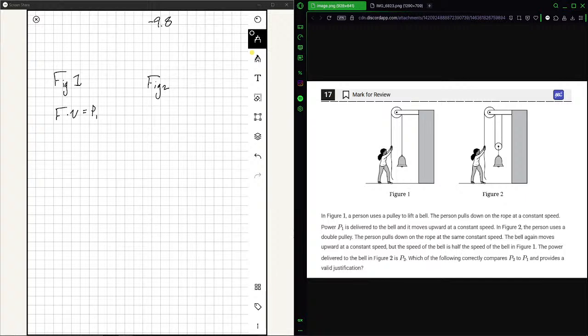Figure 2: if we do the setup for this, the free body diagram, you have mg downwards and F upwards. I don't know, is it saying that the pulley is physically moving upwards? I have no clue. The bell again moves at a constant speed, but the speed, okay.